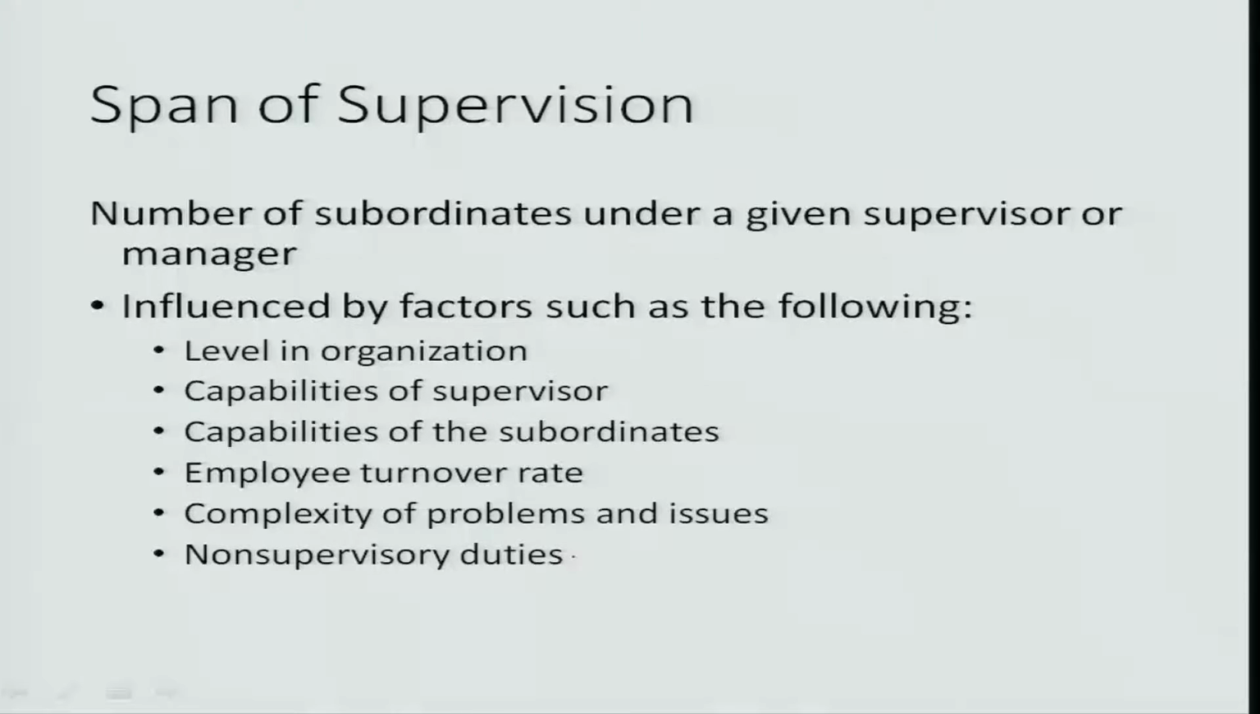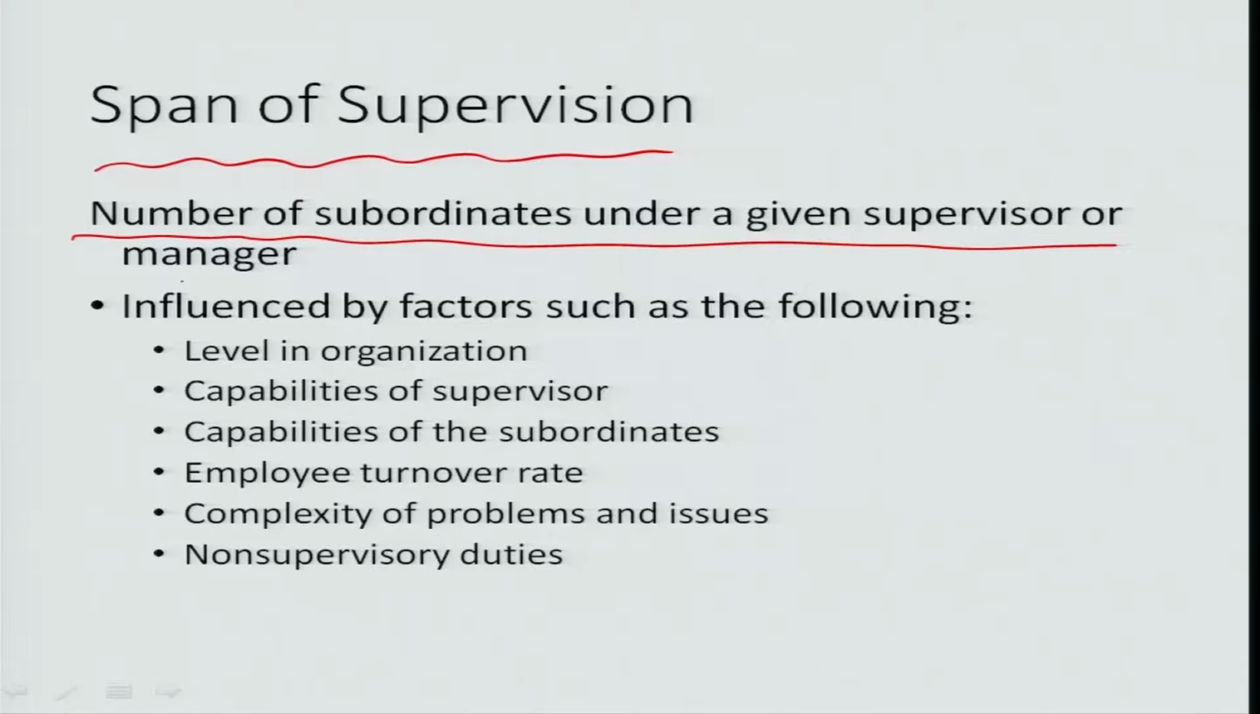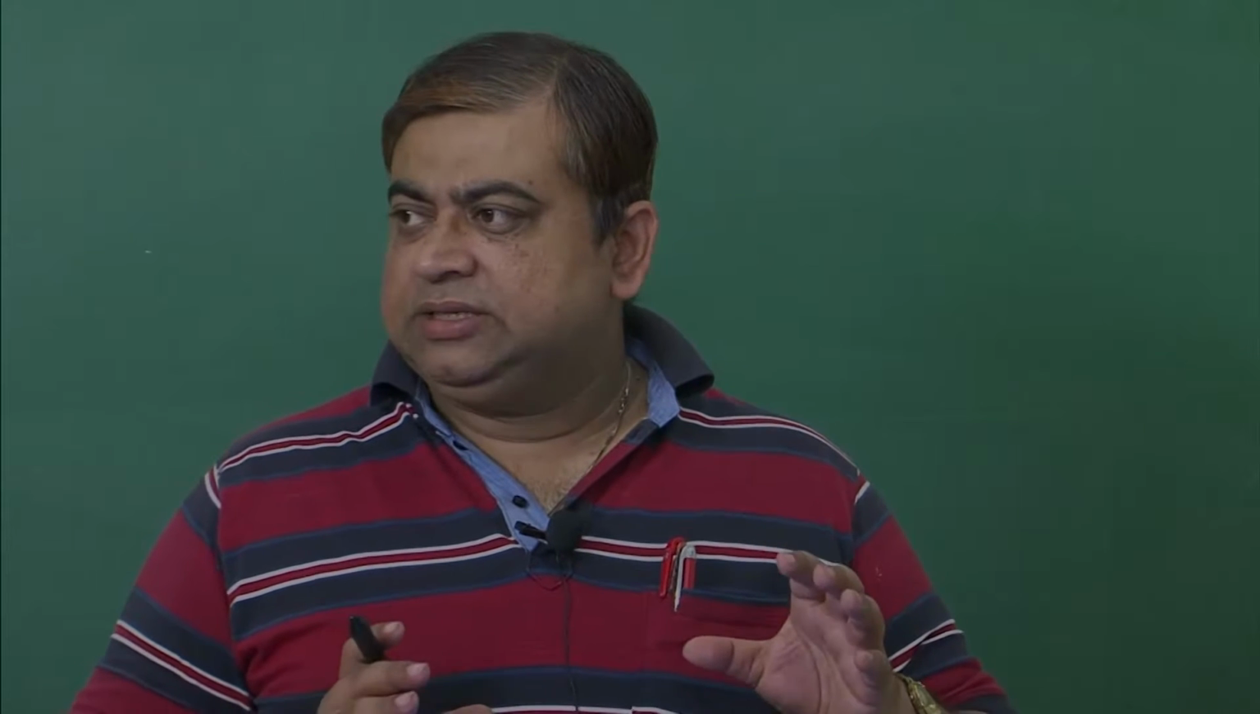Again, there can be structuring based on the span of supervision, which really includes who reports to whom. If the structuring is done on the basis of the number of subordinates under a given supervisor or manager, there could be certain zones within which the manager operates. This would be influenced by factors like the level in the organization, the capabilities of supervisors and subordinates, the employee turnover rate, and the complexity of problems and issues involved at the supervisory level, or non-supervisory duties if any.